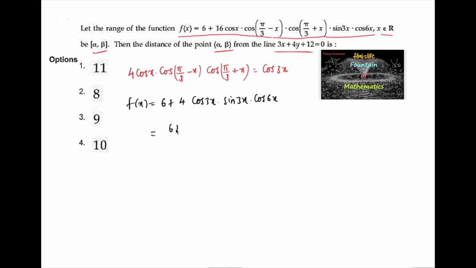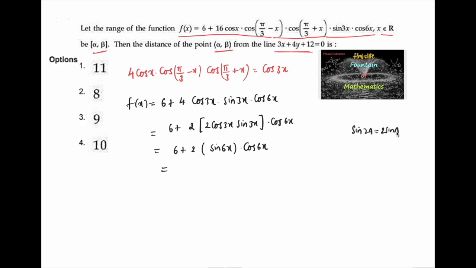Which can also be written 6 plus 2 times of 2 cos 3x into sin 3x into cos 6x, which is equal to 6 plus 2 times of 2 sin 3x into cos 3x is sin 6x into cos 6x, because sin 2a formula we know, 2 sin a into cos a.